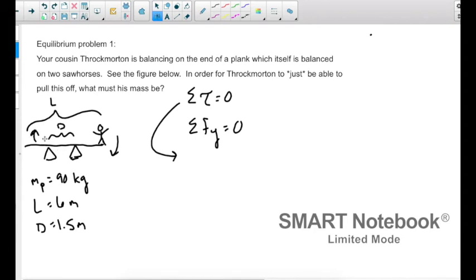And if that's true, if it's just wanting to rotate like that, if the plank is just wanting to tumble and rotate clockwise, then here's what I'm thinking. I'm thinking that right here, the plank is just starting to lift off of this sawhorse. So it's no longer in contact with that sawhorse. In other words, I'm not really worried about that sawhorse. There's no contact between the plank and the sawhorse. Does that make sense? Because I'm looking for how Throckmorton is just able to pull that off.